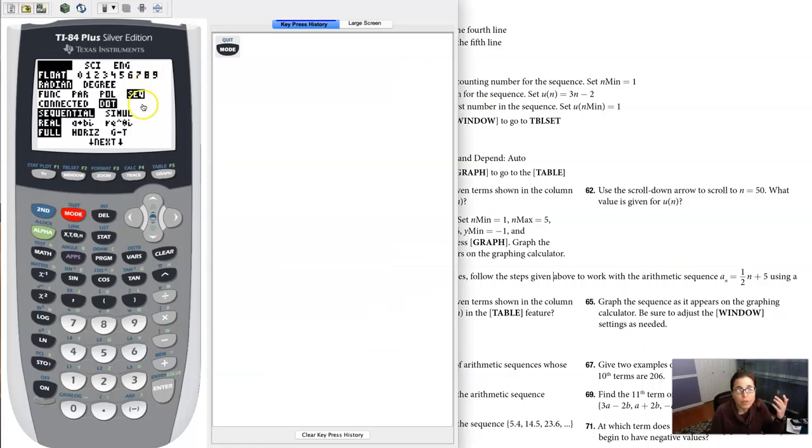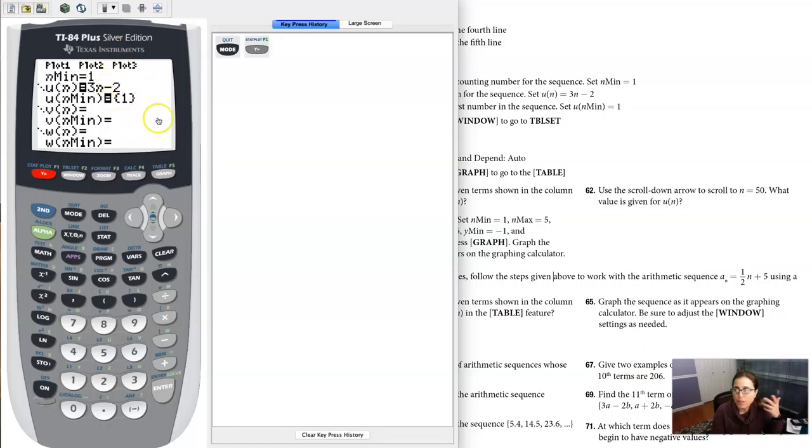Make sure that your mode is in sequence mode, which I have. Then head over to your y equals. Now, this was the last example I did, so let me swap out my formula with the one we have: 1/2 n plus 5.